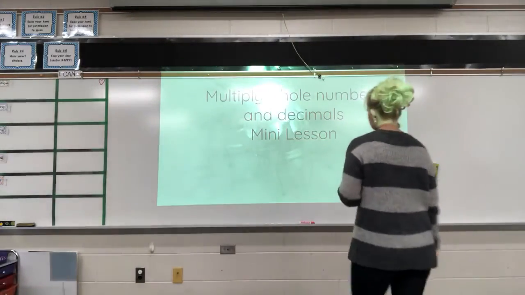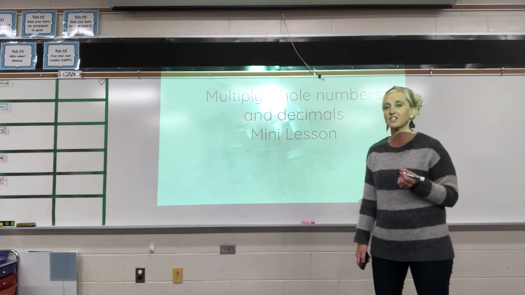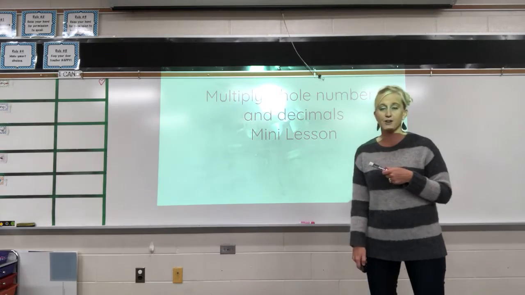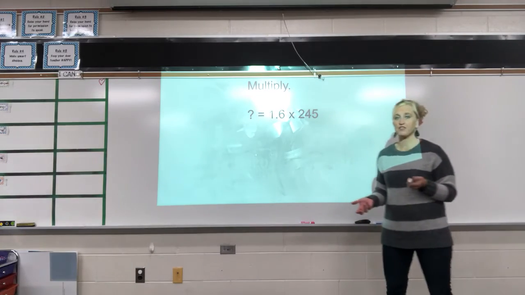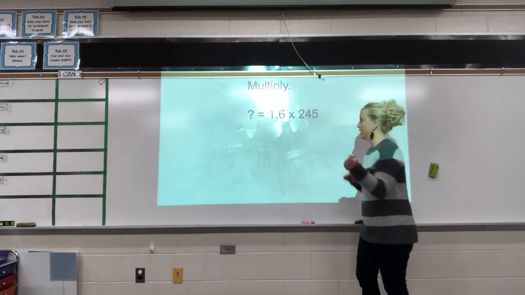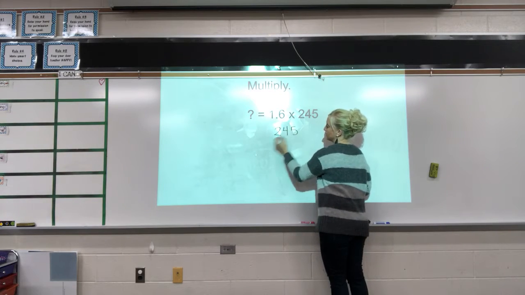Multiply whole numbers and decimals mini lesson. This is going to be very similar to what we just did if you happen to watch the last videos, but just a little bit bigger numbers. So here, multiply 1.6 times 245. We're going to do the same thing. We're going to put our longer number on top, 245 times 1.6.